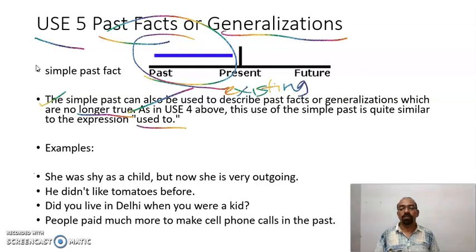Let us check the examples. She was shy as a child, but now she is very outgoing. So she was shy means she used to be a shy girl, a shy child. That is the meaning here. But now she is very outgoing. Look at the second sentence. He did not like tomatoes before. This was his habit. He did not like tomatoes.